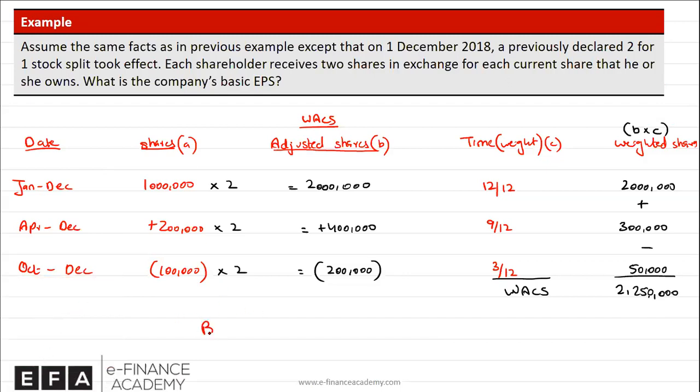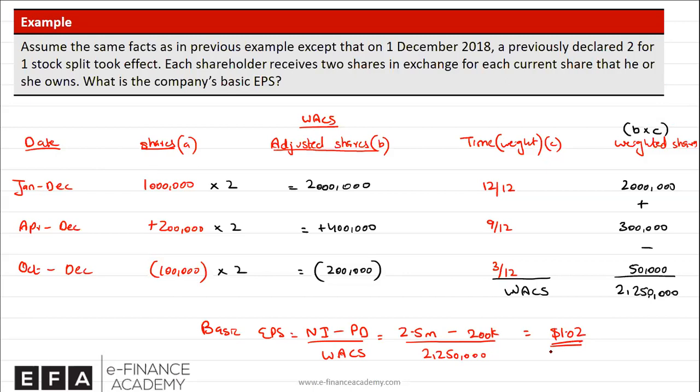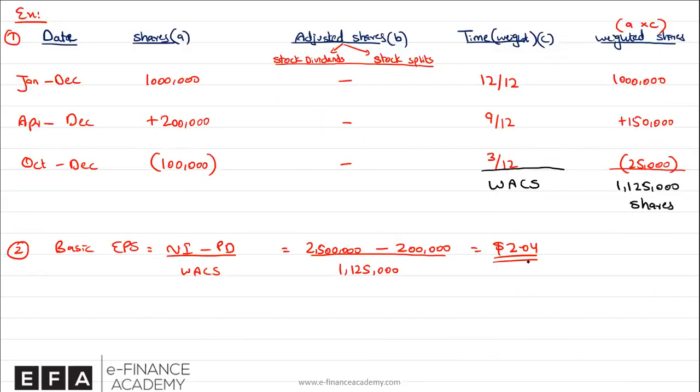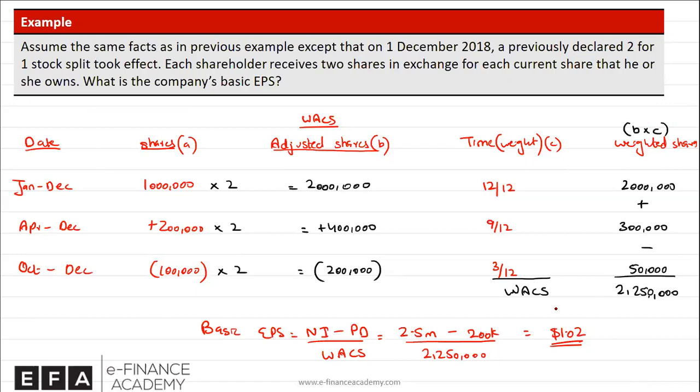So let's get our basic EPS. Since we are given net income, we say net income minus preferred dividends, divided by weighted average common shares. Net income is 2.5 million. Preferred dividend is 200,000. And we have calculated the weighted average common shares as 2.25 million. Let's see what answer we get. It is 1.02. As expected, before the earnings per share was 2.04, and now it has dropped down to $1.02.